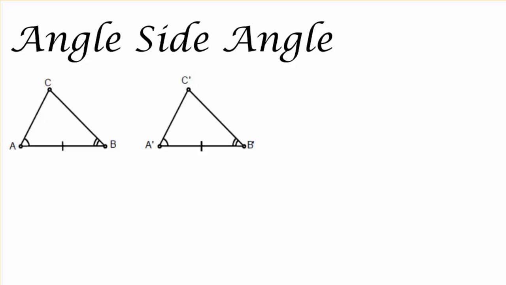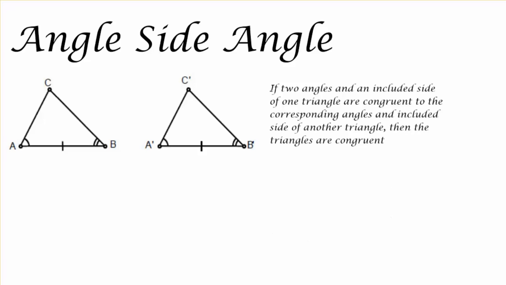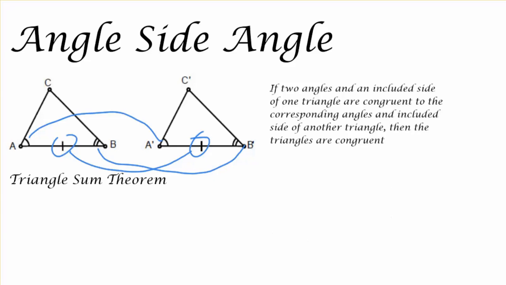The next theorem we discuss is called angle side angle. Now the slight difference with this theorem is that we talk about two angles and an included side of one triangle being congruent to the corresponding angles and included side of another triangle. That would make the triangles congruent. So again, I can match up the two pairs of angles and notice the side that is between those angles. With angle side angle, we have enough to prove those triangles are congruent without having to go any further.